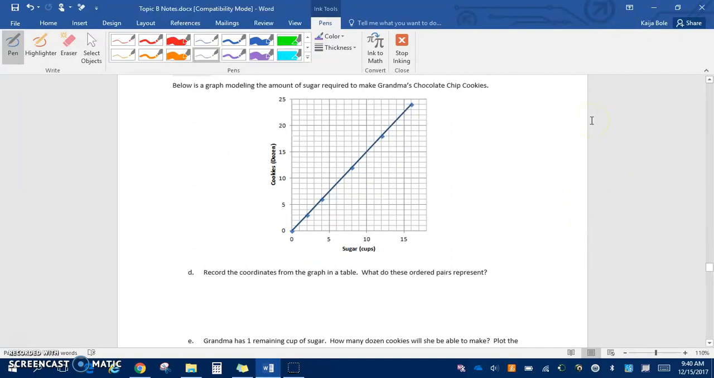And the first one says to record the coordinates from the graph in a table, and what do these ordered pairs mean? So we're just going to write them as ordered pairs. So the first one I see here is at 2, 3. And this means for 3 dozen cookies, you need 2 cups of sugar.